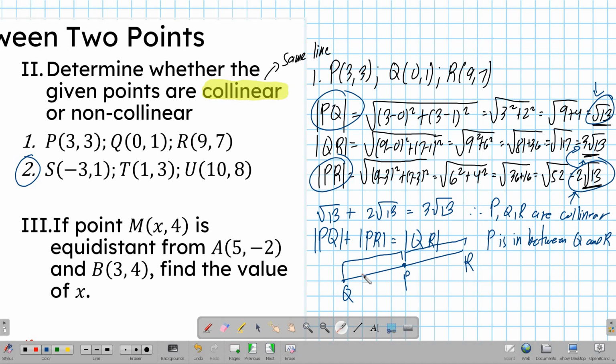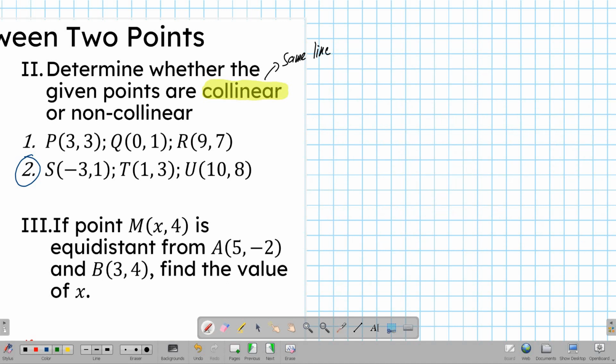So, let's just clear up this one here. Ayan. So, for number 2, we have points S at negative 3, 1, T at 1, 3, and U at 10, 8. Hindi ko na ipapakita yung computation ng distances, but we'll have that the length of line segment ST is at 2 square root of 5.